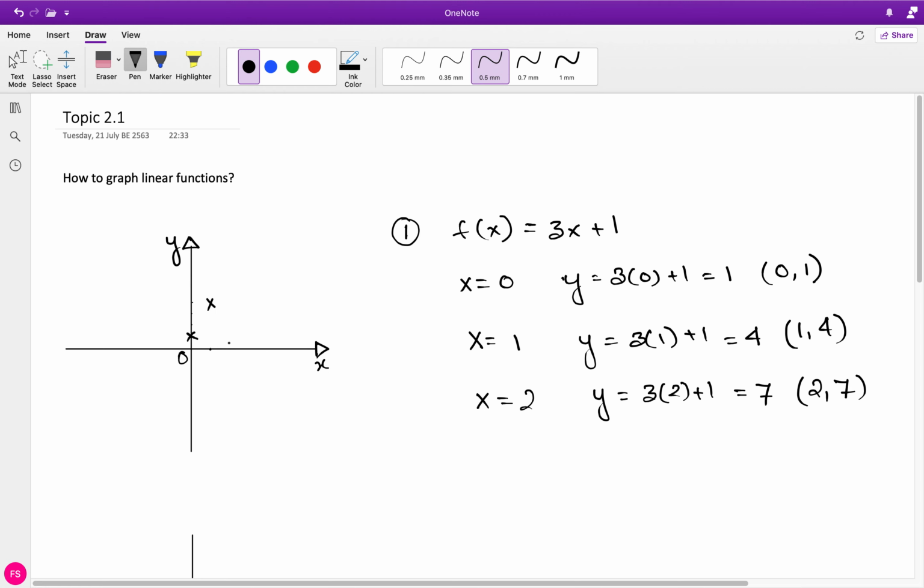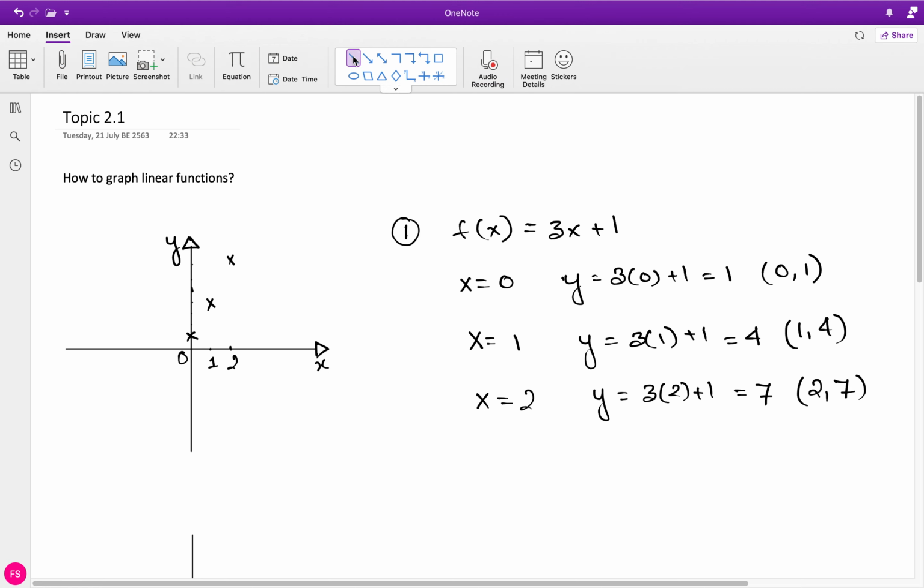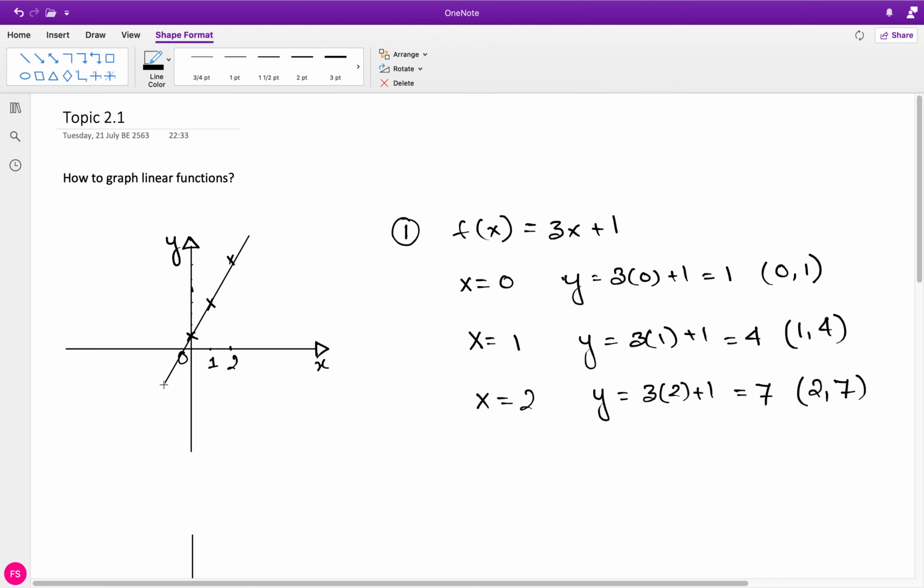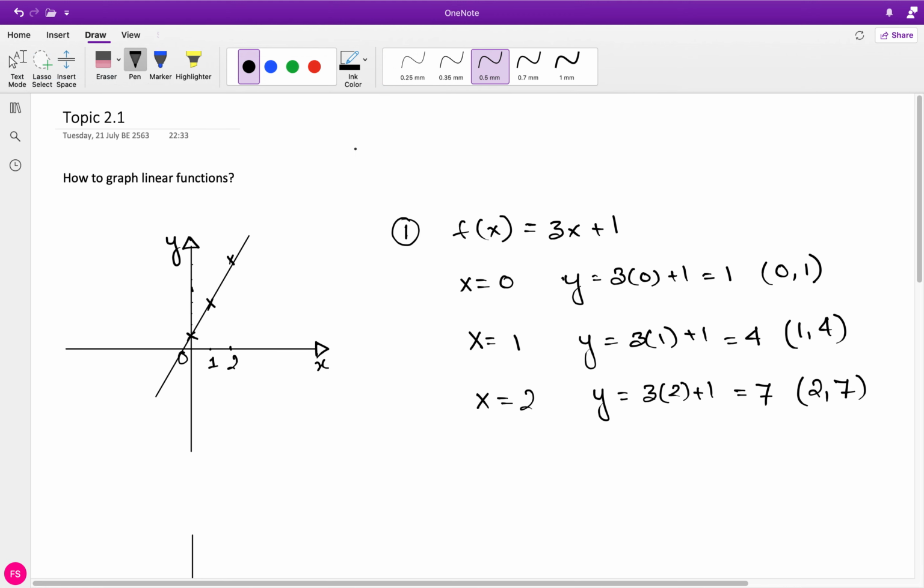And then the third one, when x equals 2, let me write down the numbers 1 and 2. When x is 2, your y is 7. So this is already 4. 7 is going to be here. 5, 6, and 7. This point. Okay, so all you need to do now is just connect the points. It's kind of hard to draw in OneNote, but I'm going to try my best. It's going to look something like this. Let me extend the line a little bit more. Okay, this looks perfect. So this is your first straight line.